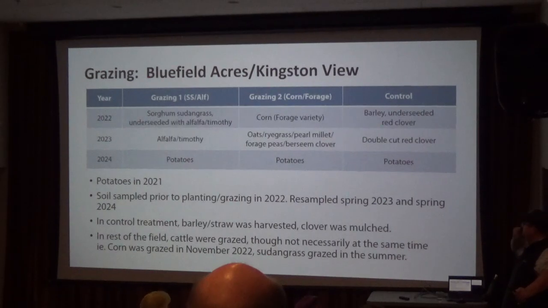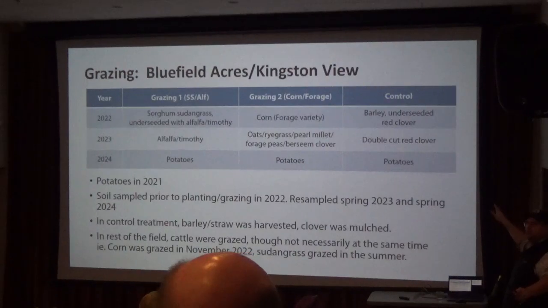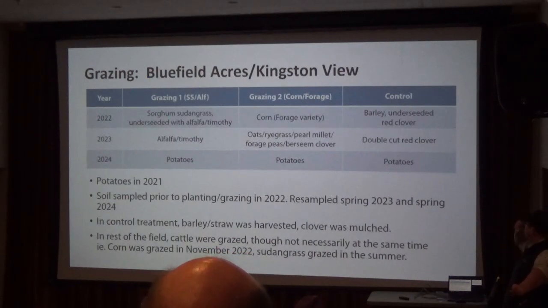That was all grazed. The corn was grazed in November. It was grazed after the hurricane, after Fiona, and the cows ate every bit of that. I went into that field afterwards, and you could barely tell that there was corn there. So they ate every bit of it. And then they grazed all that, and the control was just the normal rotation in that field, which was barley, underseeded double-cut red clover. Barley was harvested, straw was baled, and the clover was mulched.